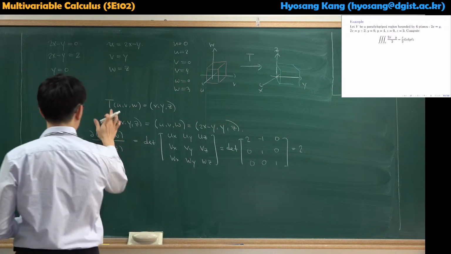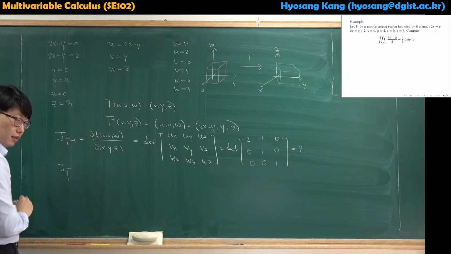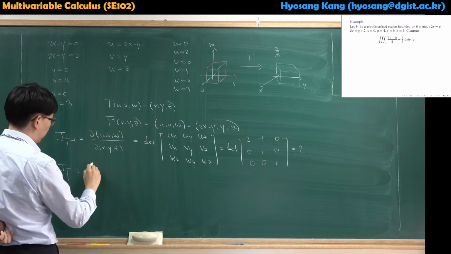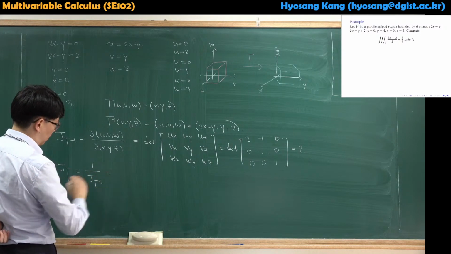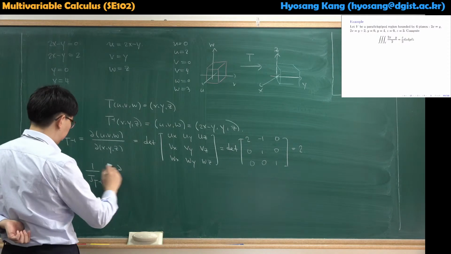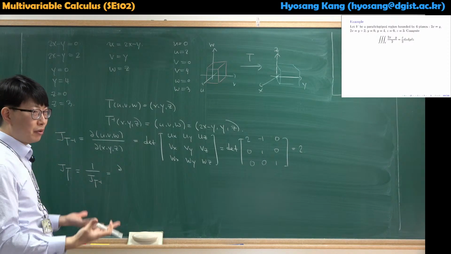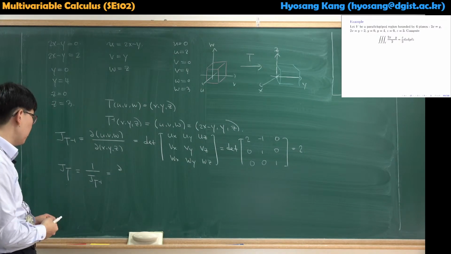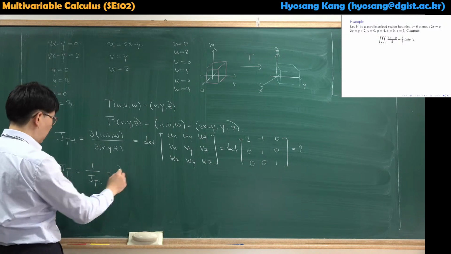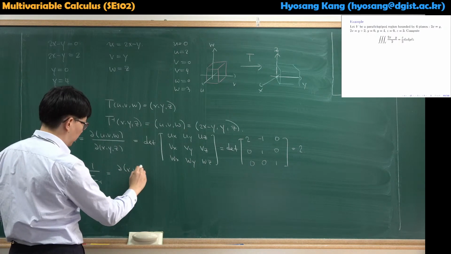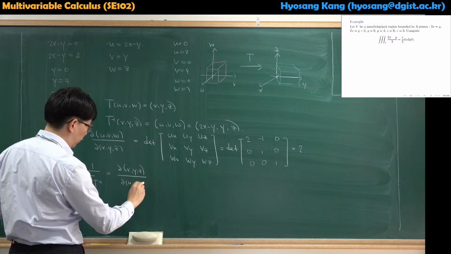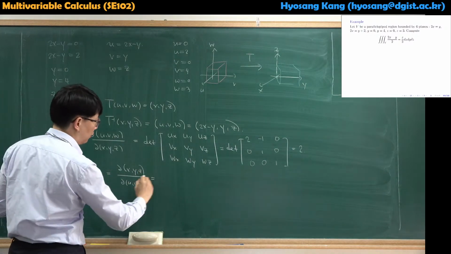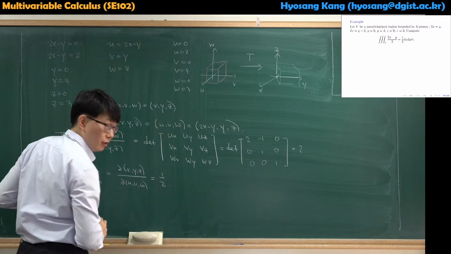Now, this is the Jacobian of the inverse. What's the Jacobian of T? It's the reciprocal of the Jacobian of the inverse of T. Why? This is not a rigorous mathematical argument, but you can use it without worry. Because when I write this dT, I have to find dxyz over duvw. That's the reciprocal of what we have in here. So therefore, it's 1 over 2.